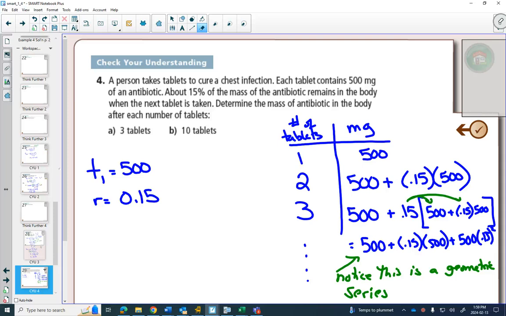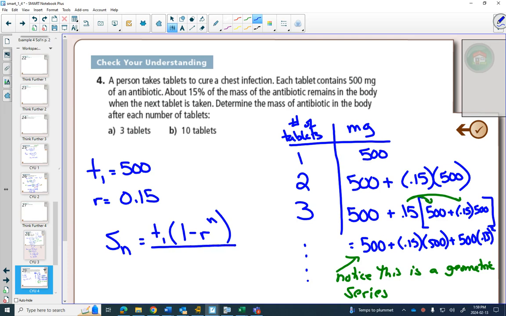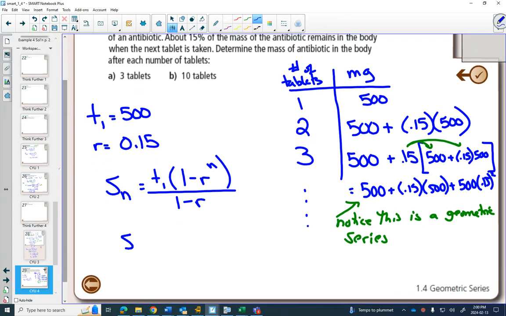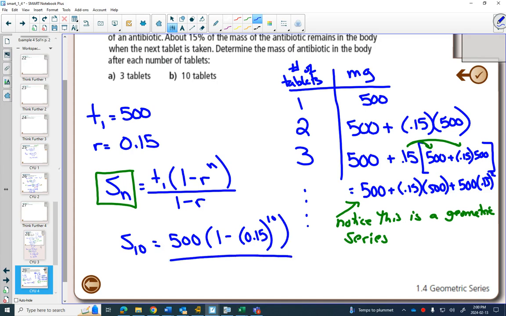Again, maybe I will first write out my formula for my formula sheet. And then I want to find S10. So term 1 was 500. 1 minus R was 0.15 to the 10 over 1 minus 0.15.